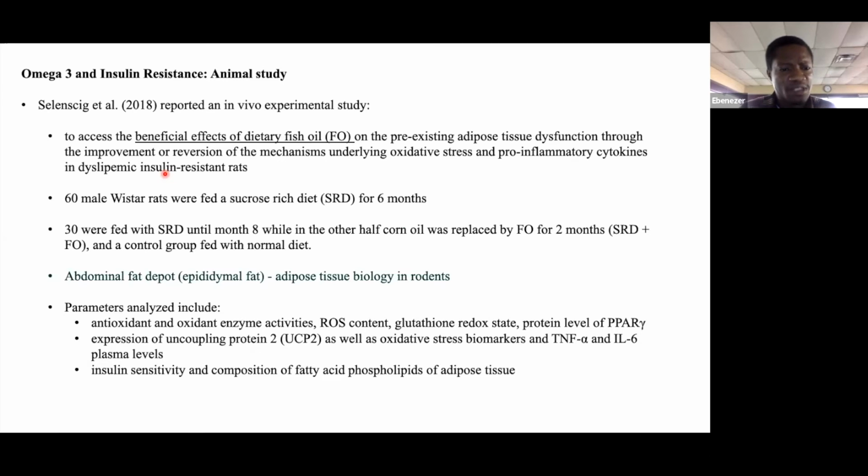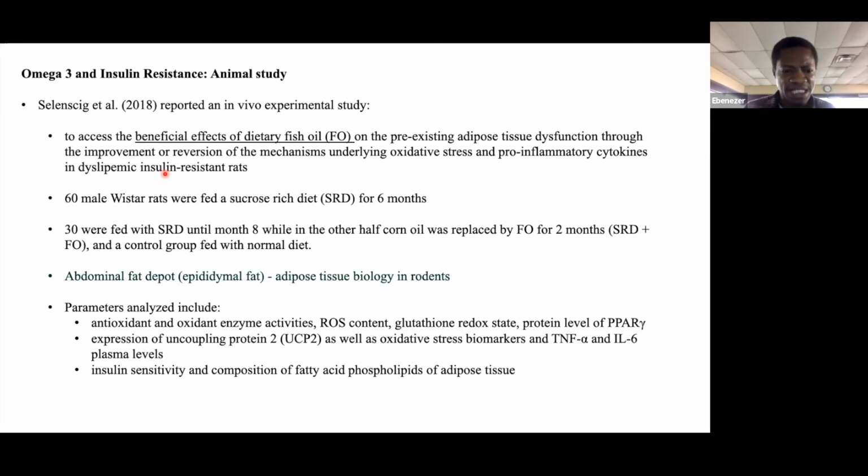Also, this is an interesting study that was carried out on 60 male Wistar rats. Now, it has been used in several rodent models that the epididymal fat, which serves as the model for studying adipose tissue in rodents, was extracted in this particular experiment. It was found that 30 Wistar rats that were fed with a sucrose-rich diet to induce insulin resistance were treated with fish oil. And the result was confounding because several biochemical parameters were found to be regulated by fish oil. And we know that the major component of fish oil is omega-3 fatty acid.